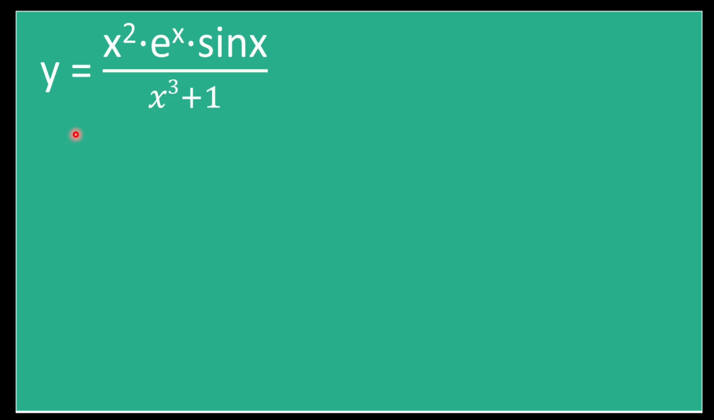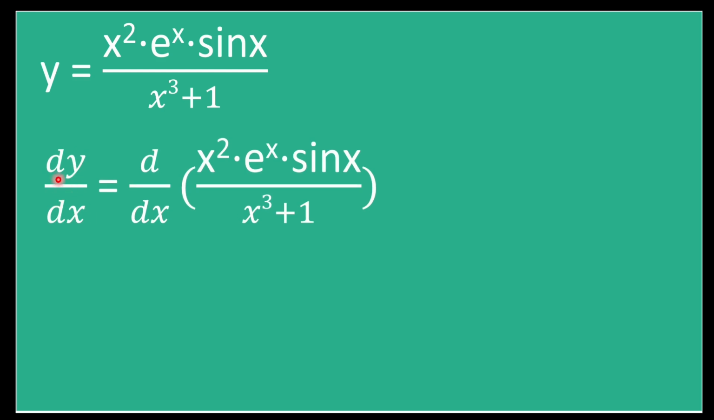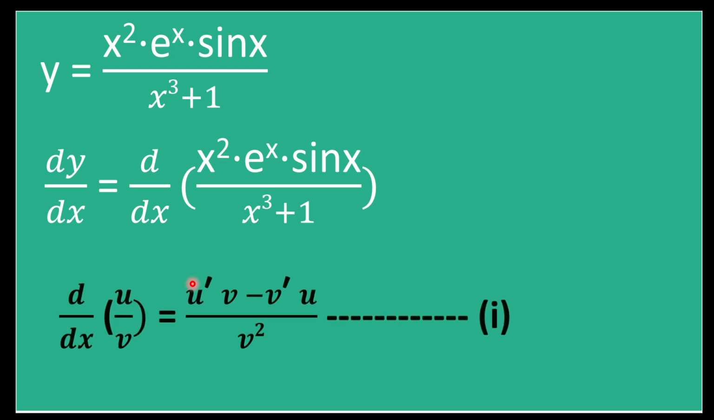Today we have this question: y equals x squared e^x sin x divided by x cubed plus 1, and we have to differentiate this question. So first of all we will write the differentiation sign over here, dy/dx equals d/dx of the whole question. Now we will use the quotient rule, or quotient formula, for the derivative of this.